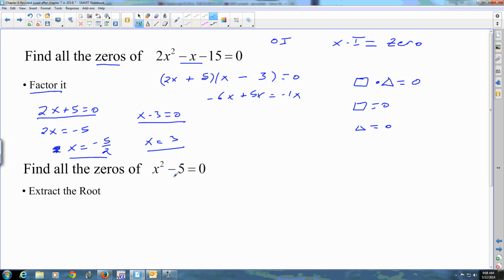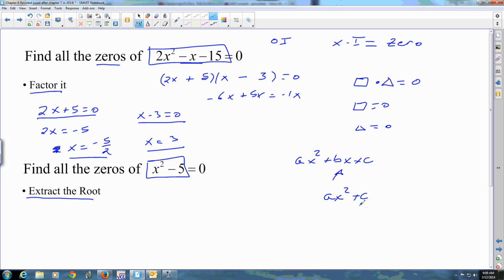Well, factoring this one would be a little bit harder, and the idea is it's called extracting the root. The difference between this equation and this one is I hope that you see the middle term, the b. So if I think of it as ax squared plus bx plus c, the b is missing. It's not there. It's like ax squared plus c. Okay? There's no middle. When that happens, the easiest way to do it is just solve it. And what do I mean by just solve it?